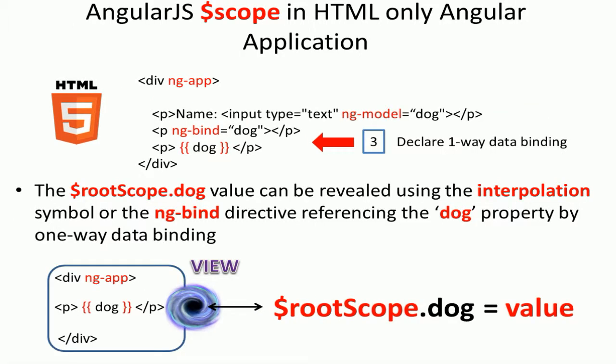The value of rootScope.dog can be rendered to the view by one-way data binding, and there are two ways to achieve one-way data binding. First, by adding the rootScope property you would like to view into the double curly brace interpolation symbols. Or by adding the ng-bind directive to an HTML element and adding the rootScope property whose value you would like to see in the view as the attribute value. The ng-bind directive or interpolation symbols will enable you to access scoped properties in a one-way manner.